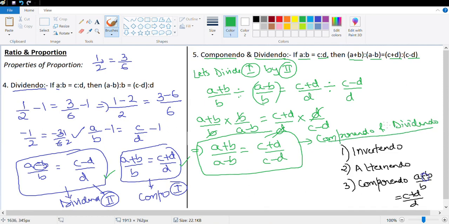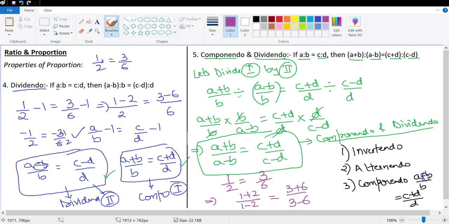Let's look at this for specific numbers. So we had 1 upon 2 is equal to 3 upon 6. It says a plus b, which means 1 plus 2 upon 1 minus 2 should be equal to 3 plus 6 upon 3 minus 6.